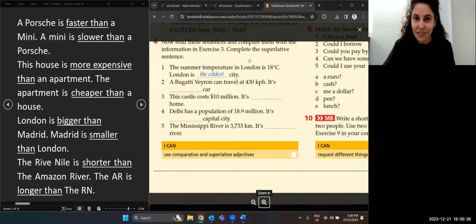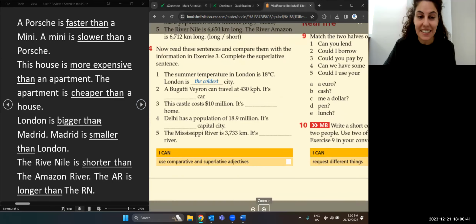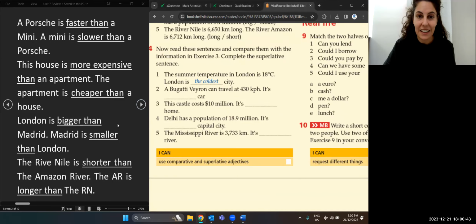Okay, let's read these ones. The summer temperature in London is 18 degrees. London is the coldest city.